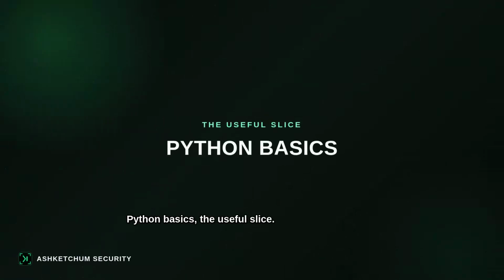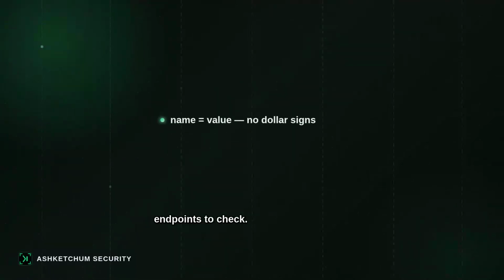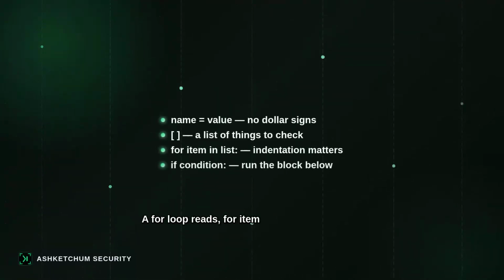Python basics, the useful slice. A variable is just name = value, no $ signs this time. A list holds many things in square brackets, like a list of endpoints to check. A for loop reads for item in list, colon, and then an indented block, and that indentation matters, it's how Python groups code. An if statement checks a condition and runs the block underneath it. Save it as probe.py, run it with python3 probe.py. That's the whole skeleton of every script you'll write.